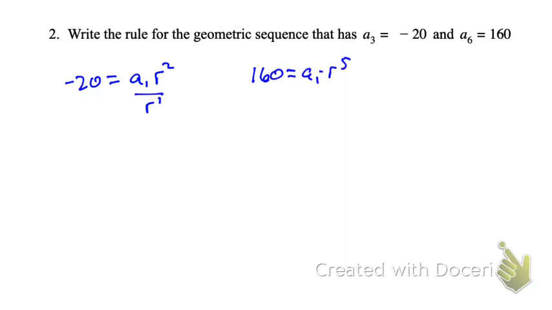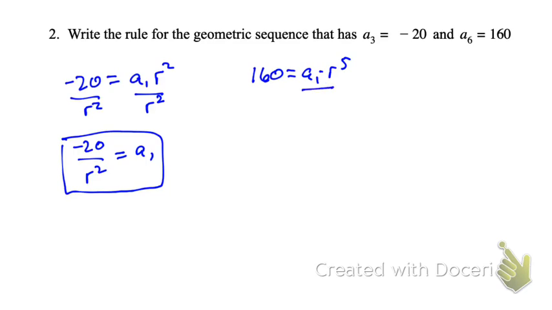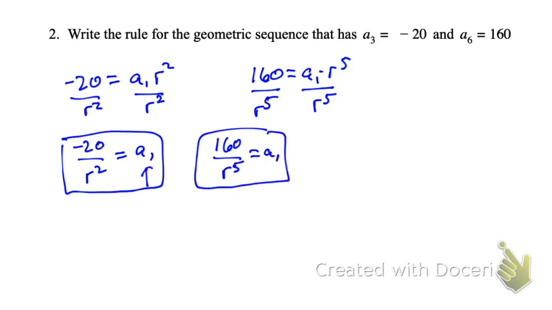If we divide by r squared on both sides, we get a representation for our first term. We would say our first term is negative 20 divided by r squared. We could do the same thing for our other equation, divide by r to the fifth. And we could say our first term can also be represented by 160 over r to the fifth. Now remember, the first term is the same. So what does that tell me? I guess it would be a transitive property. It tells me that negative 20 over r squared has to be the same as 160 over r to the fifth.